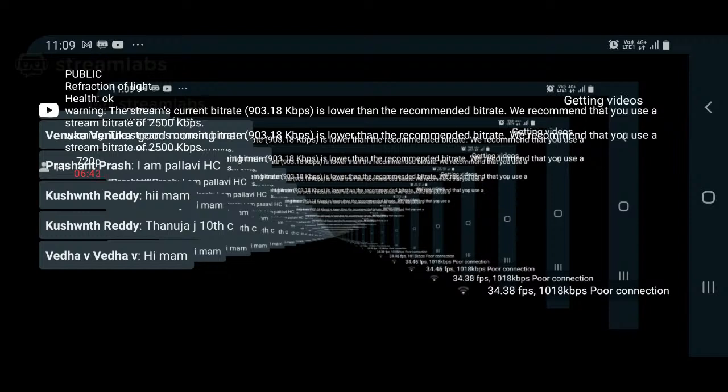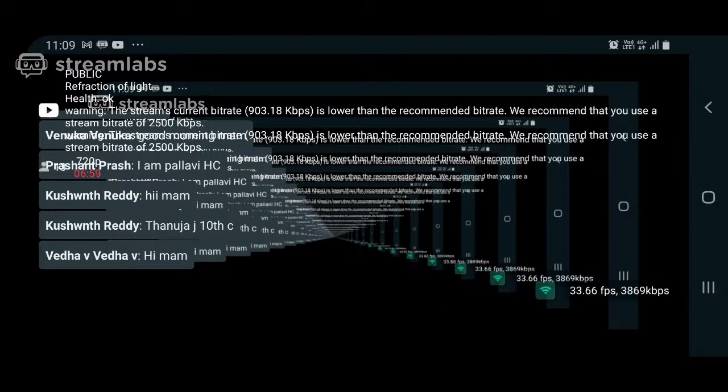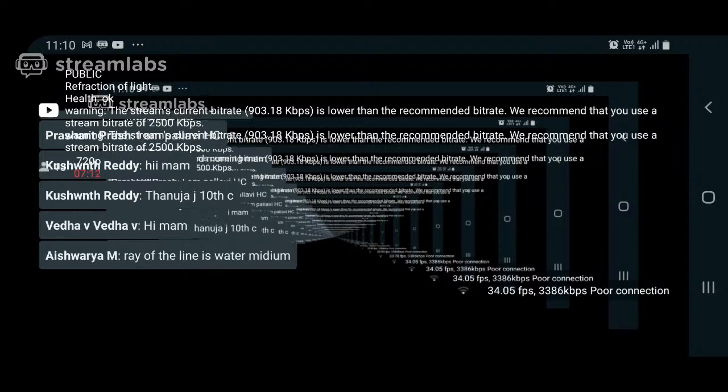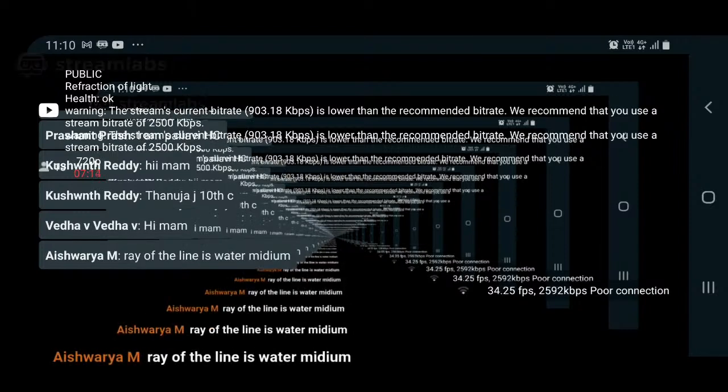First thing, the torch light, when it falls on the glass and then enters into the water medium, what happens? At least could you answer this question? What happens when the light passes from air medium into water medium? What happens? No Aishwarya, I need what happens.